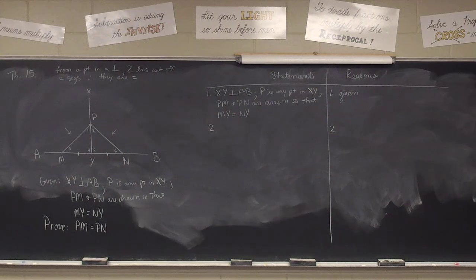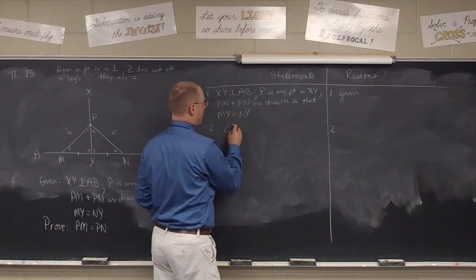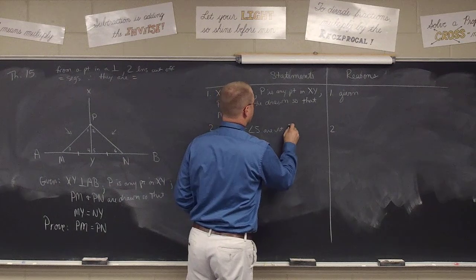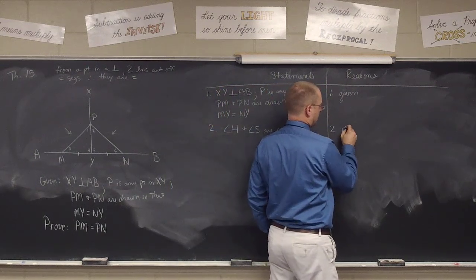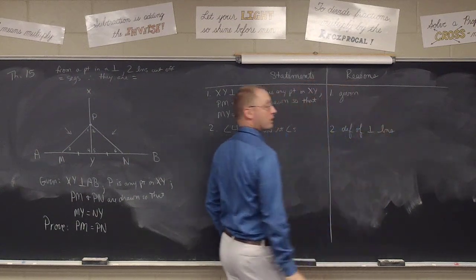All right, Brecken, thoughts? 4 and 5 are right angles. All right, we have a perpendicular plane. That means we have right angles. Angle 4 and angle 5 are right angles. Reason? Definition of perpendicular.